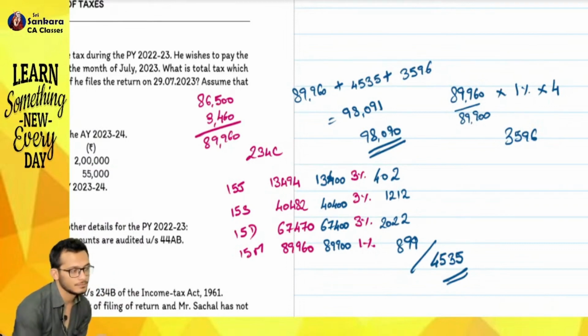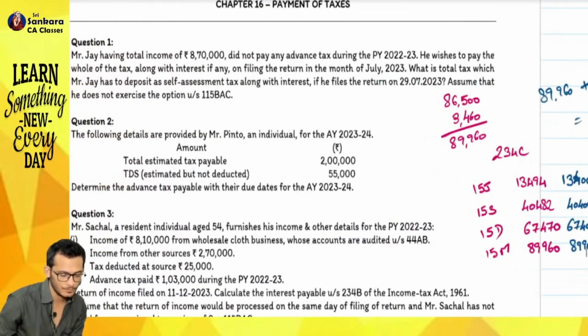Clear? Straightforward 4-mark question. Can we go to the next one?